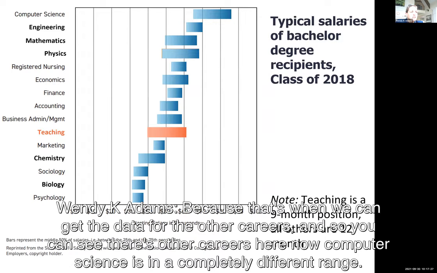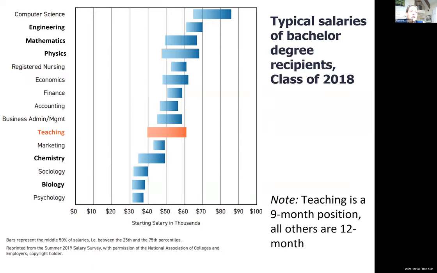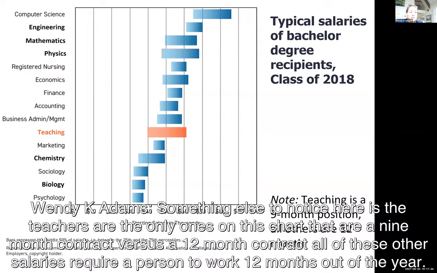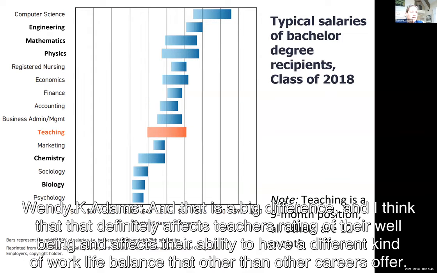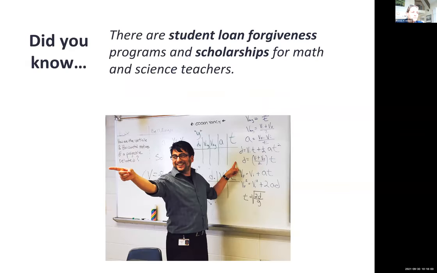And so you can see there are other careers here. Now, computer science is in a completely different range. Something else to notice here is that teachers are the only ones on this chart that are on a 9-month contract versus a 12-month contract. All of these other salaries require a person to work 12 months out of the year. And that is a big difference. And I think that definitely affects teachers' rating of their well-being and affects their ability to have a different kind of work-life balance than other careers offer.